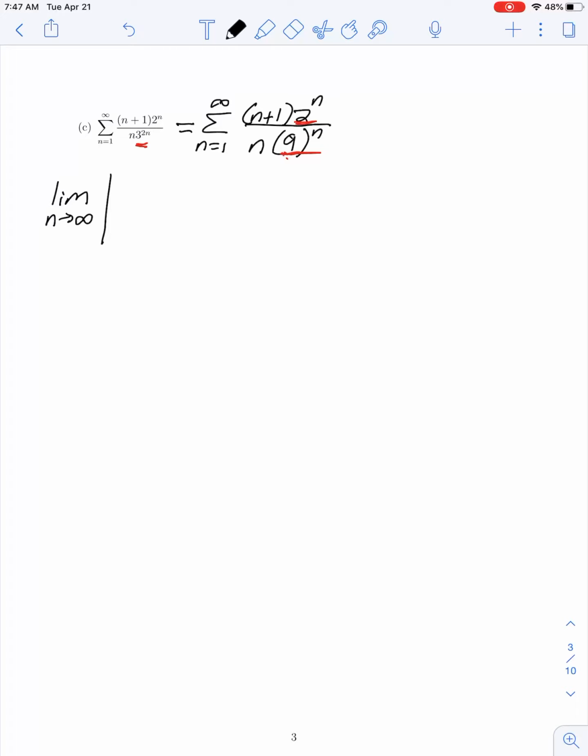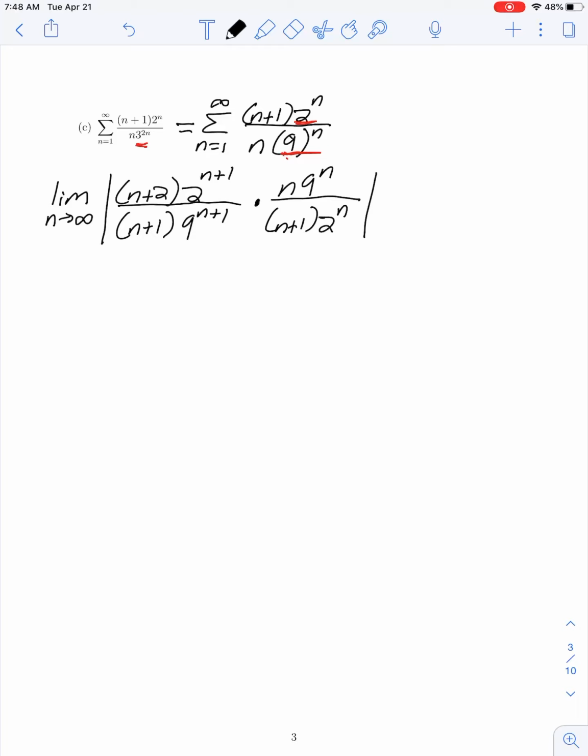So in this example, a sub n plus 1 would give us n plus 2 times 2 to the n plus 1 power divided by n plus 1 times 9 to the n plus 1 power. And then we divide by a sub n, but again, since a sub n is a fraction, that's the same as multiplying by the reciprocal of a sub n, which would have a numerator of n times 9 to the nth power divided by n plus 1 times 2 to the nth power.